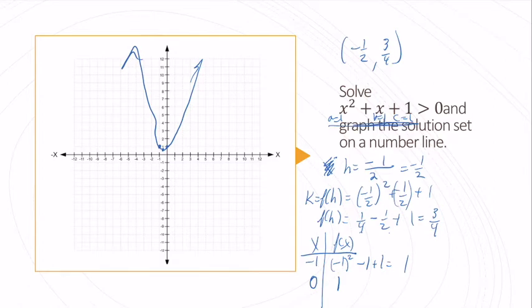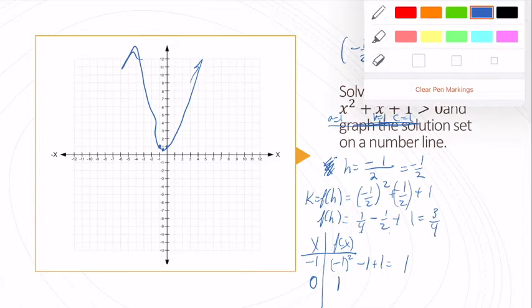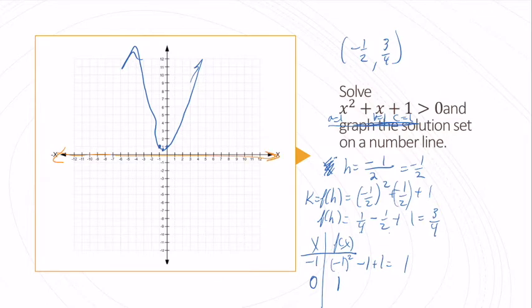For what values is my graph greater than 0? Well, it's for all of them, right? For all of negative infinity to positive infinity. And we'd graph it on our number line like this beautiful orange line right here. It just covers everything.